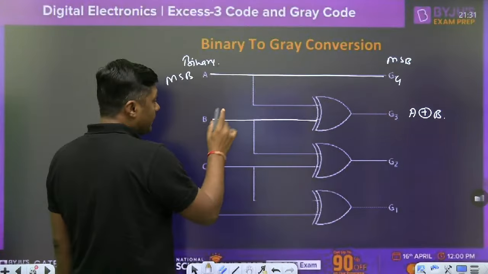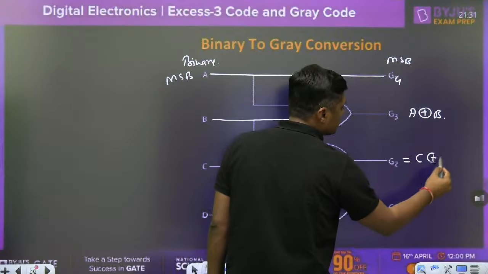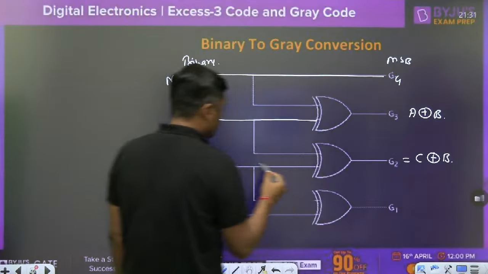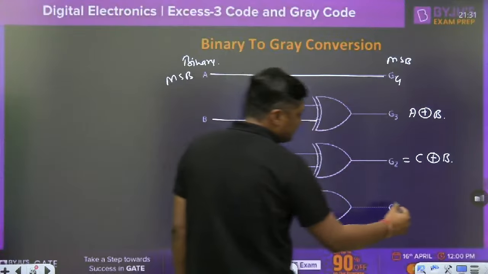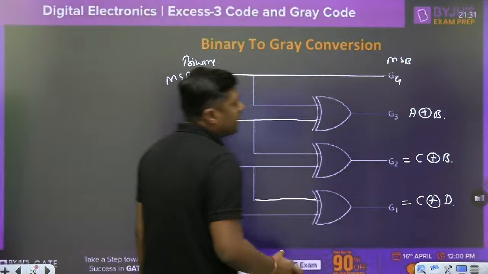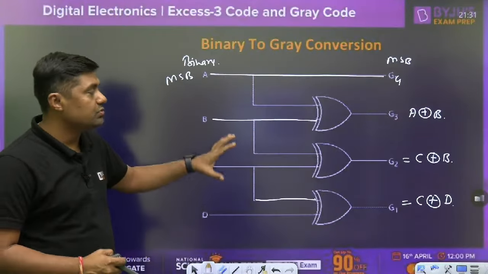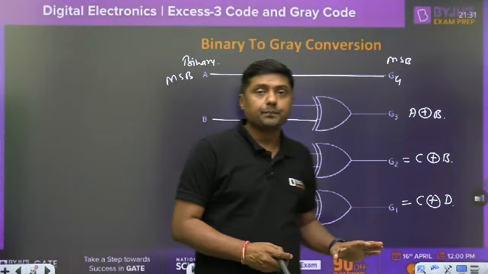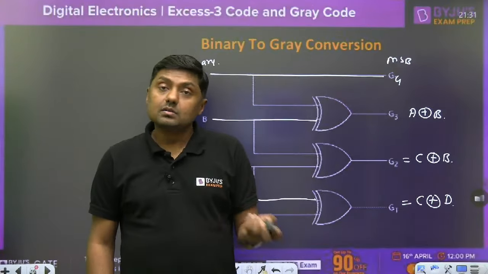Then B is exclusive OR with C, that becomes this, and finally C exclusive OR with D. That is how we are getting the binary to gray code conversion. We are using XOR gates here. Very simple one. Now the next question will be what?